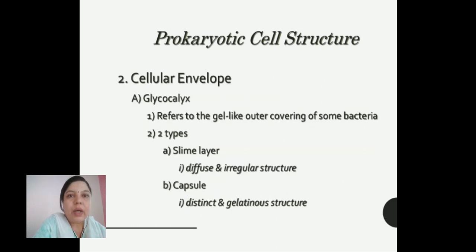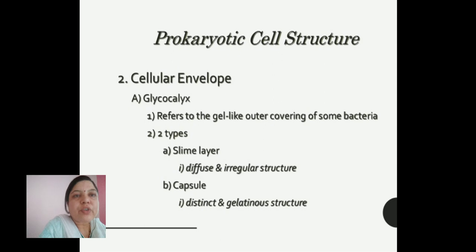Then in case of cellular envelope, it consists of capsule or glycocalyx, middle cell wall and innermost plasma membrane. In case of glycocalyx, which is the outermost layer, it is also known as a capsule layer. In a few bacterial cells, this glycocalyx is very thin, a slimy layer, whereas in a few bacterial cells, the glycocalyx is very thick and tough, which is known as a capsule.